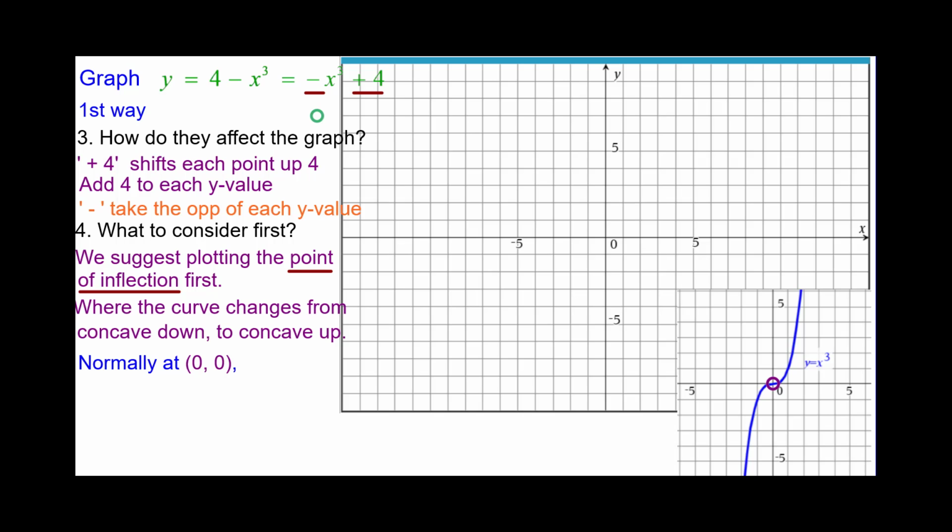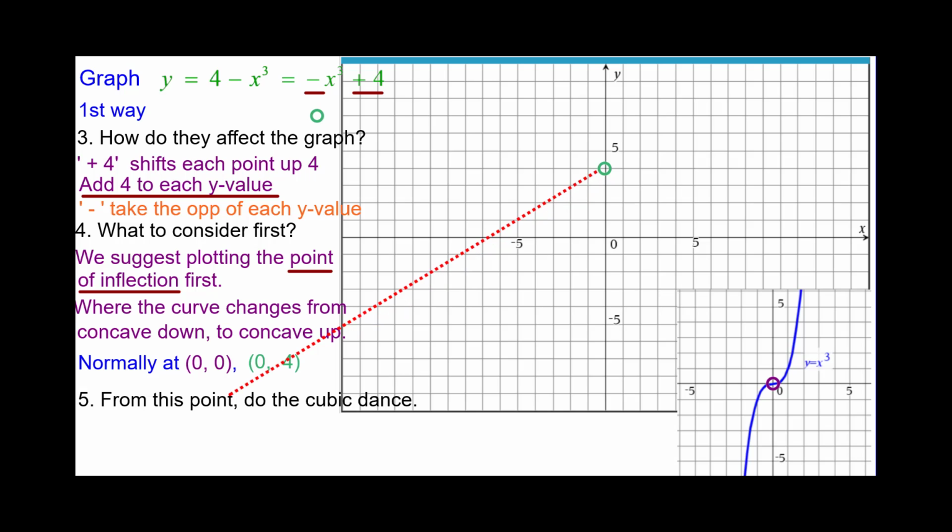So normally, again, I said that was at the origin. And the x-coordinates are not affected by this at all. But the y-coordinate says take the opposite and then add 4. So it's going to be at 0, 4 is where that point of inflection is going to be. From this point is where we'll do the cubic dance. That's going to be our key point to start from.